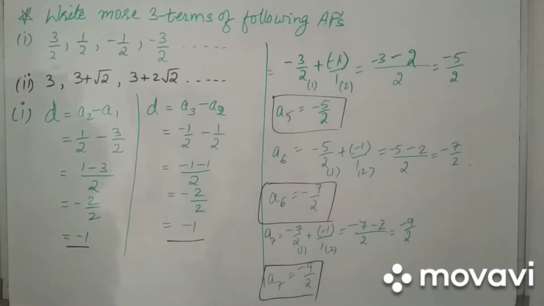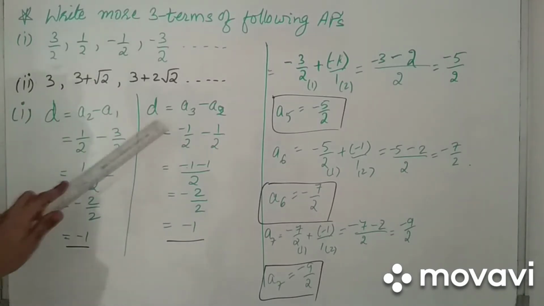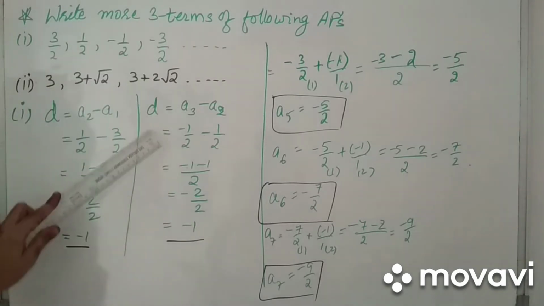Now, today, continuing with this topic, we will understand how to find the next terms of a given AP. If 3-4 terms are given and we want to find another term of the same AP, then what would be the method? First of all, we have to find d, so that we come to know what the difference between the consecutive terms is.